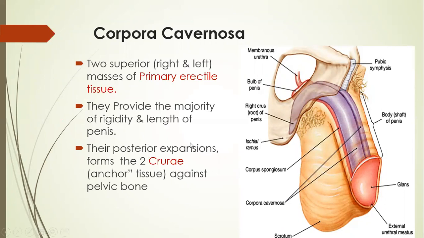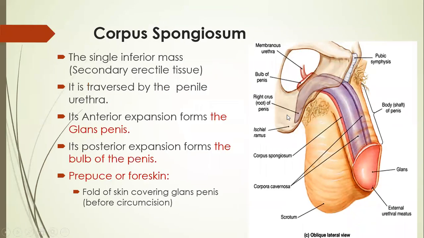Their posterior expansion forms the 2 crura. So when they go behind, they form the crura, right crus and left crus, which form the root of the penis, which will anchor the tissue against the pelvic bone. So the same structure will form the crus, which will anchor the penis. So they are attached to this bone here.